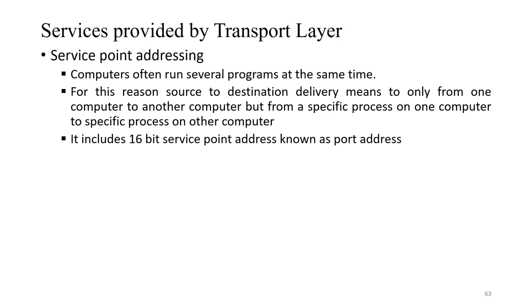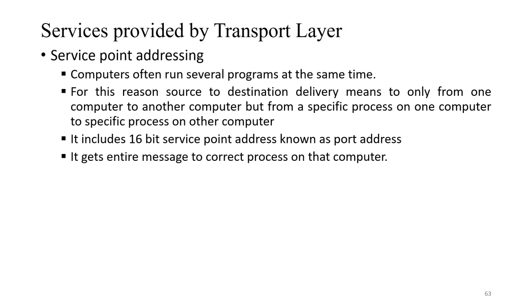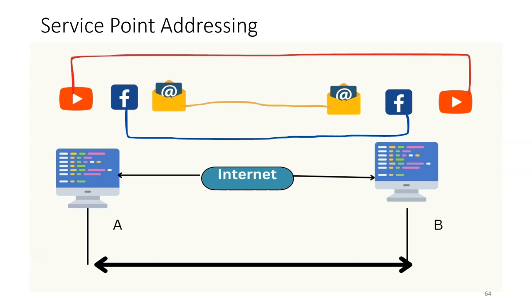And to make this service point addressing happen, transport layer includes a 16-bit service point address, which is also known as port address. Because of these port addresses, transport layer gets the entire message to the correct process on that computer. Here you can say that host A is having three processes like YouTube, Facebook and mail program, and host B is having the same programs: mail, Facebook and YouTube.